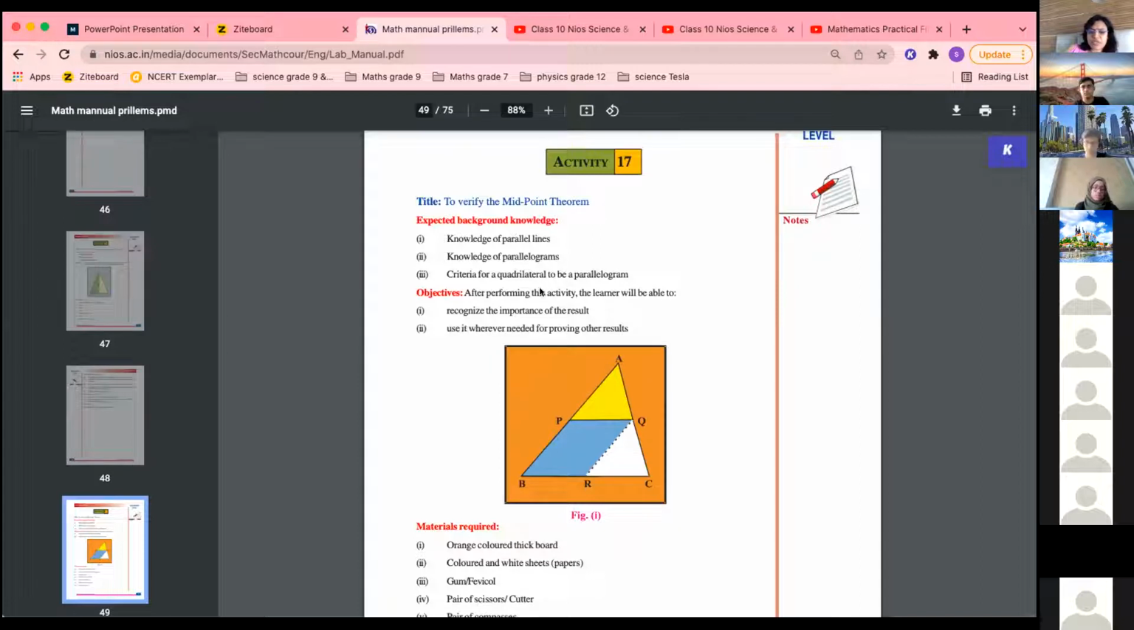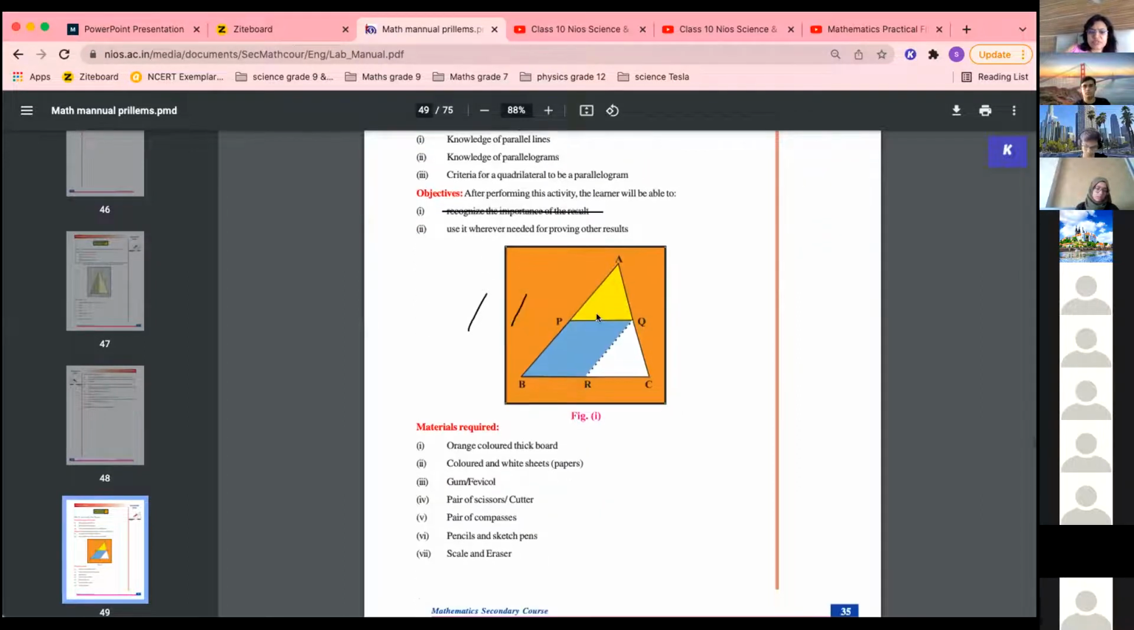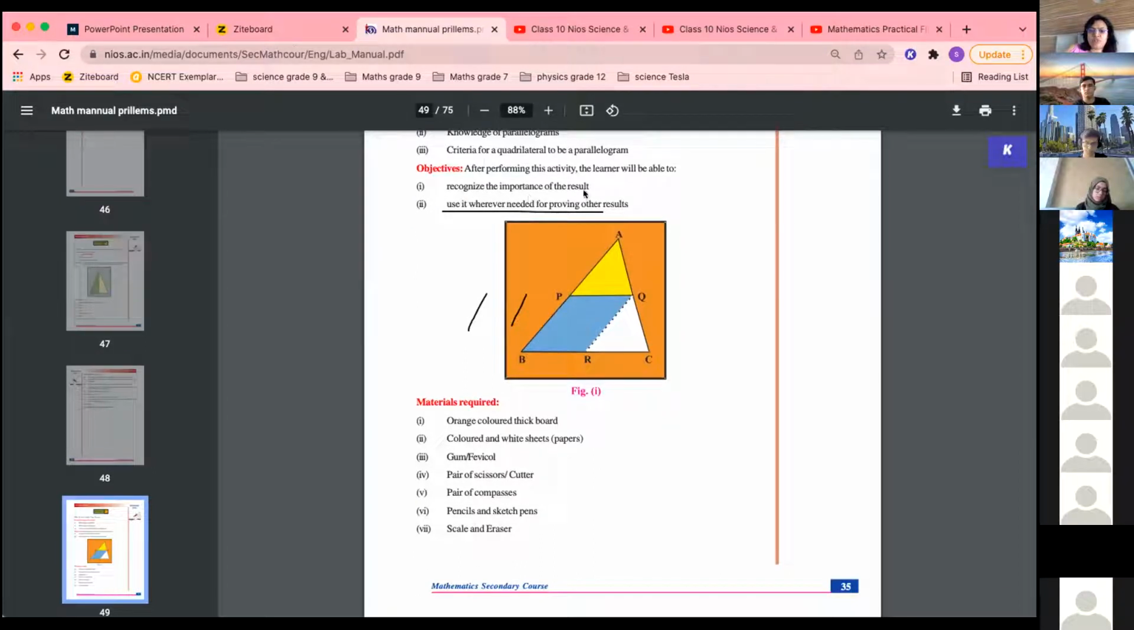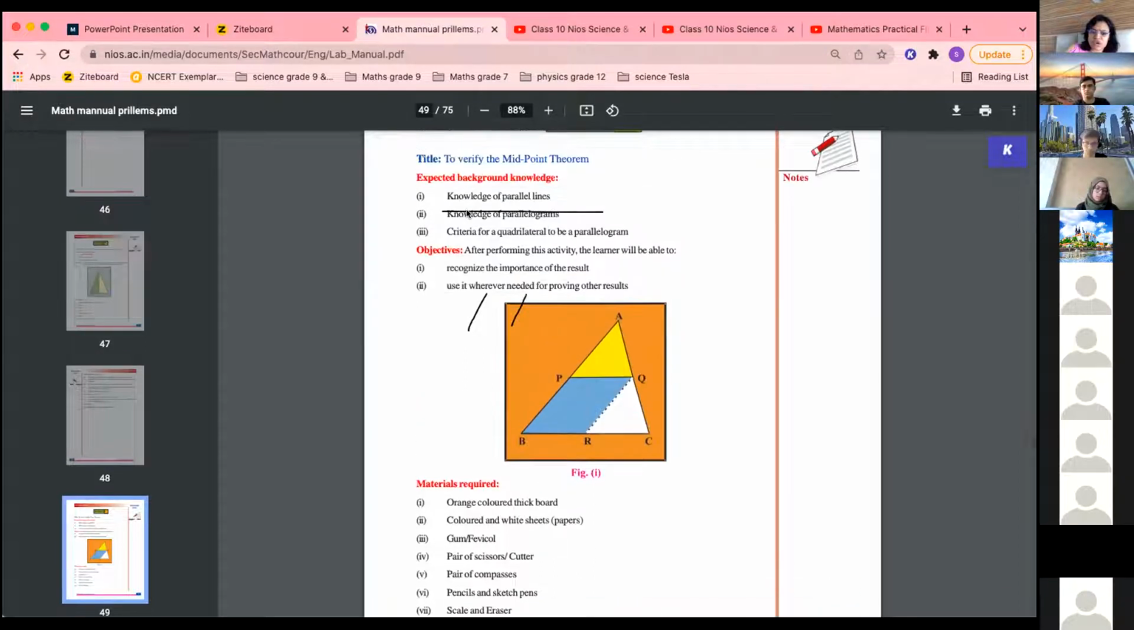Okay. So don't write after performing the activity. You have to say to recognize the importance of, no, don't write it. Don't write this here, see. Just write, here you will not write this. Just write the aim is to verify the midpoint theorem. Okay. Is it clear? Because here this objective is not correct. So it is not clear from the objective what you are going to do. So you have to write verify the midpoint theorem.